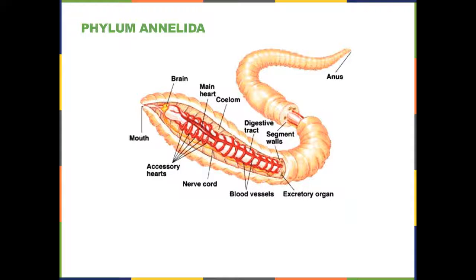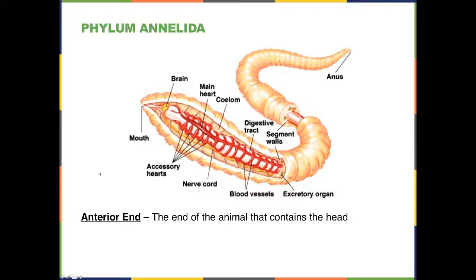We'll continue our lecture with part 2 here and talking about the phylum Annelida. The phylum Annelida is one that you're well aware of. These are the earthworms. And the thing that we have to define for us is what anterior and posterior mean, particularly in animals like this. The anterior aspect of any animal is where the head is.